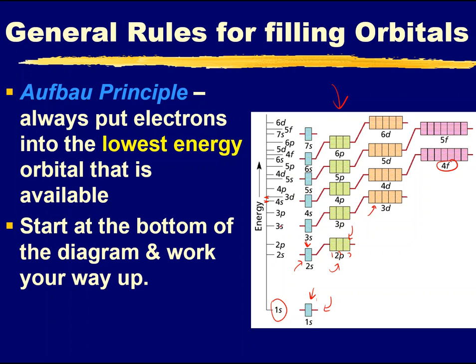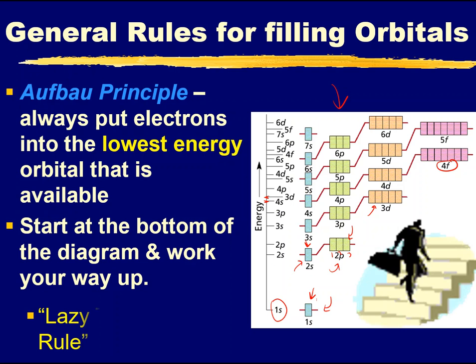So start at the bottom, work your way up: 1s, then 2s, then 2p, 3s, and so forth. That's what we're going to do when we follow the Aufbau principle. Lowest energy level fills first, then you move on to the next one, and so forth.